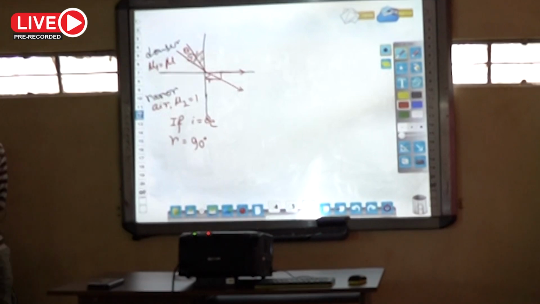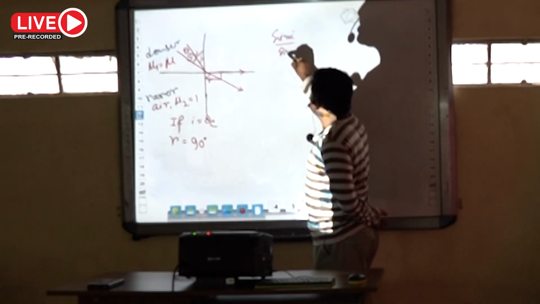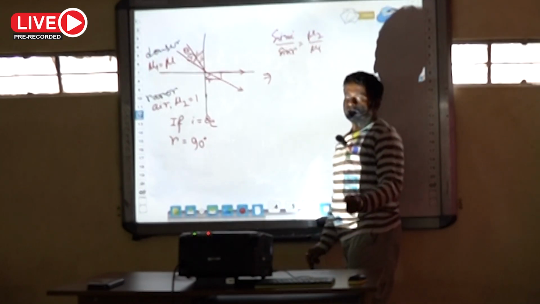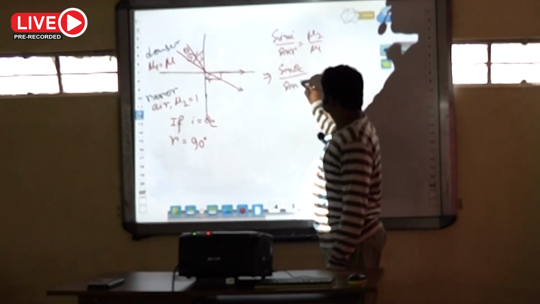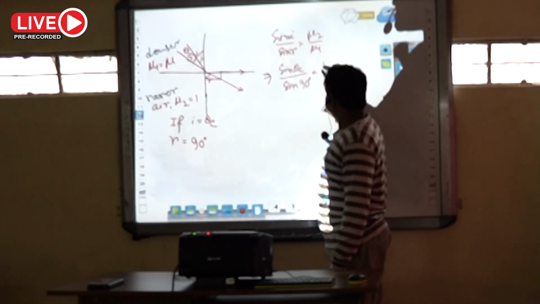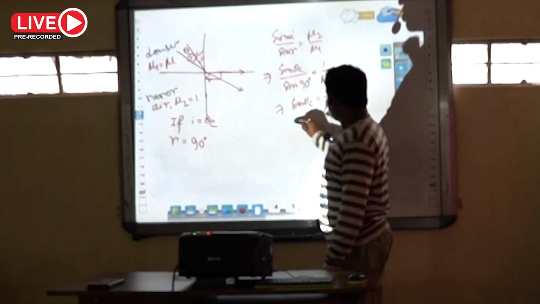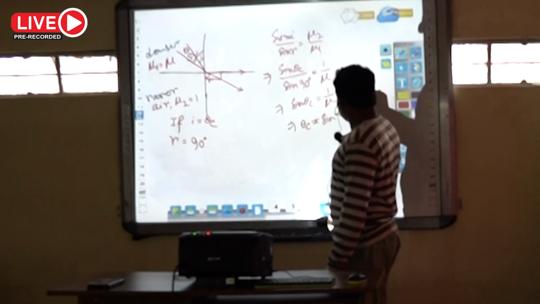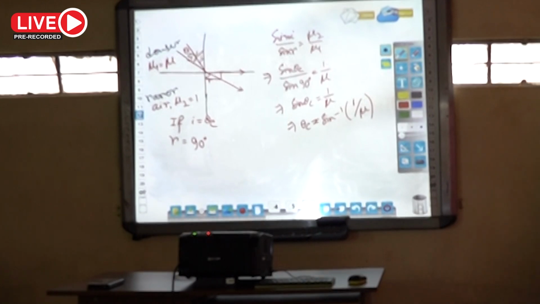Then we consider Snell's law. Snell's law says that sin I by sin R equal to mu2 by mu1. Now what is I in this particular case? Theta c. So I write sin theta c by sin 90. Now what is mu2 in this case? 1. And mu1 is considered as mu. So this sin theta c will become 1 by mu, or you can also write theta c equal to sin inverse of 1 by mu. This is the critical angle for the pair of media and for a particular wavelength of light.